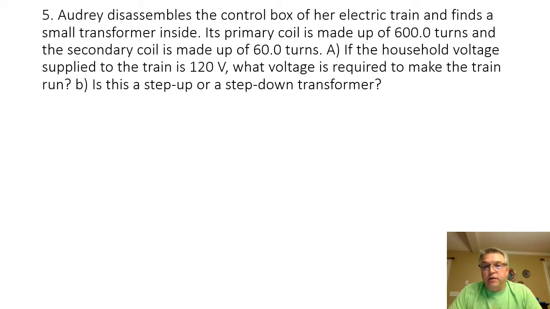Problem 5. Audrey disassembles the control box of her electric train and finds a small transformer inside. Its primary coil is made up of 600 turns, and the secondary coil is made up of 60 turns. A. If the household voltage supplied to the train is 120 volts, what voltage is required to make the train run? And B. Is this a step up or a step down transformer?